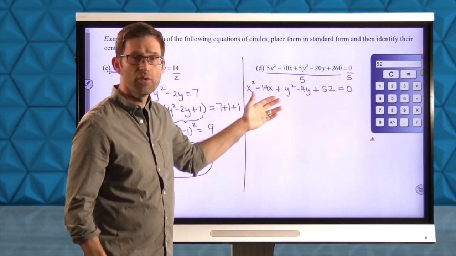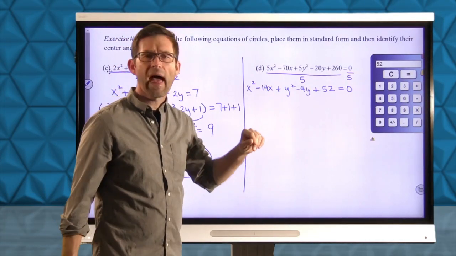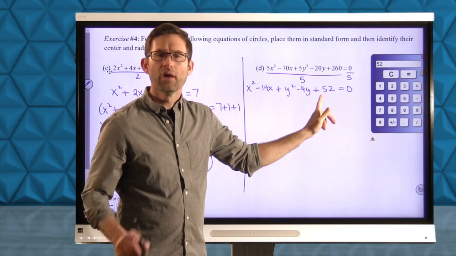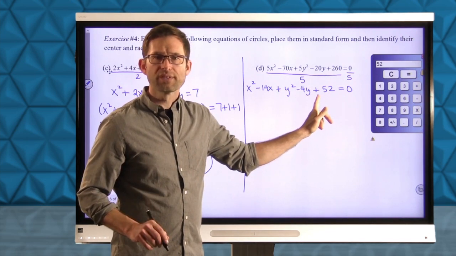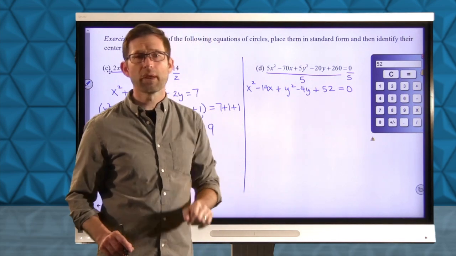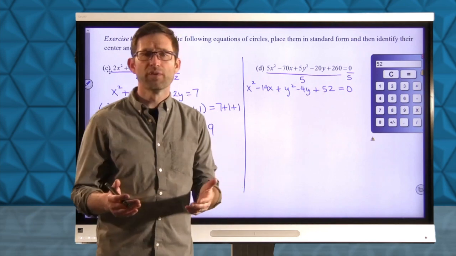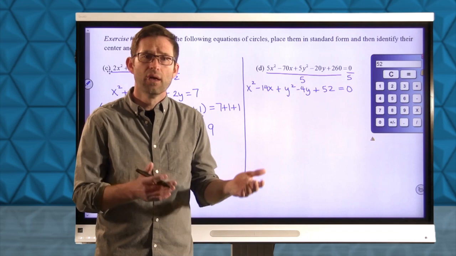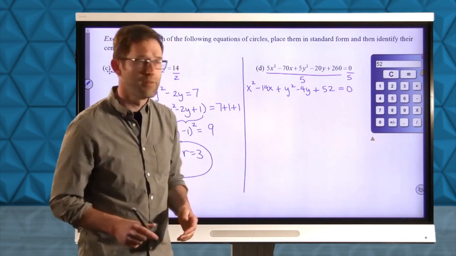All right, now I have to do the process again here. There's one added wrinkle, which is the fact that this positive 52 is hanging out here. Just like before, it's a good idea to shove that 52 over to the other side, where it of course will become negative, because to move it to the other side, what we're really doing is subtracting a 52 from both sides. 0 minus 52 is negative 52.